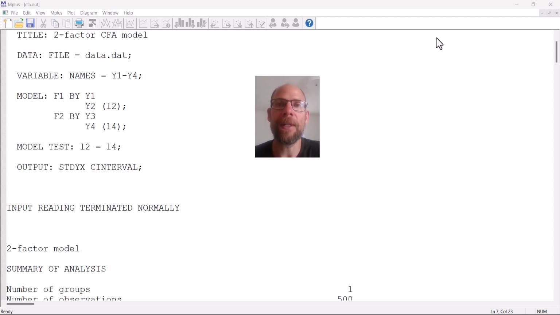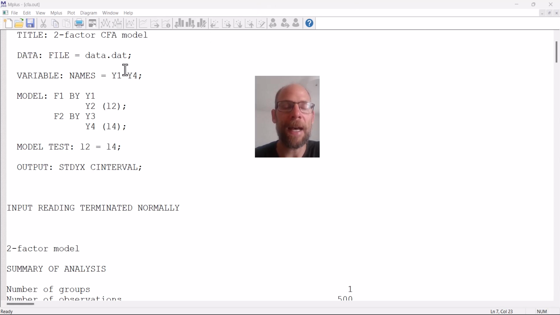In this video here, I want to show you how you can use the so-called model test option in the Mplus software. The model test option can be useful when you want to examine specific parameter constraints and test whether certain restrictions are statistically significant. And I want to illustrate this here based on a simple two-factor model of confirmatory factor analysis.